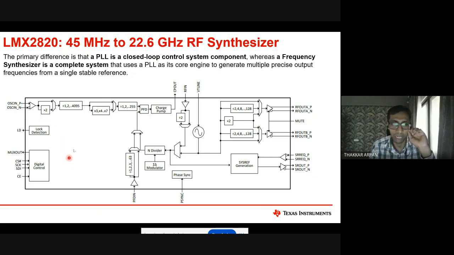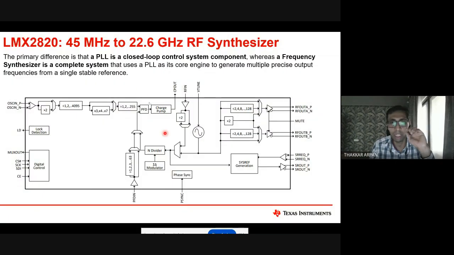And after that, this is nothing but the detailed diagram. Basically, it's an N divider. Then it's a phase frequency detector here, and then a charge pump. And here we have a VCO. So this is a detailed diagram. I won't go into it.